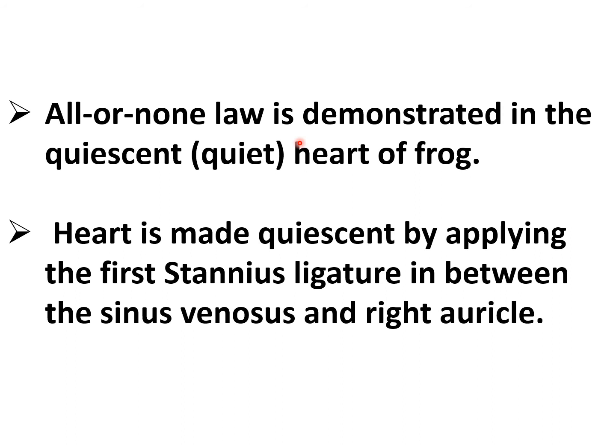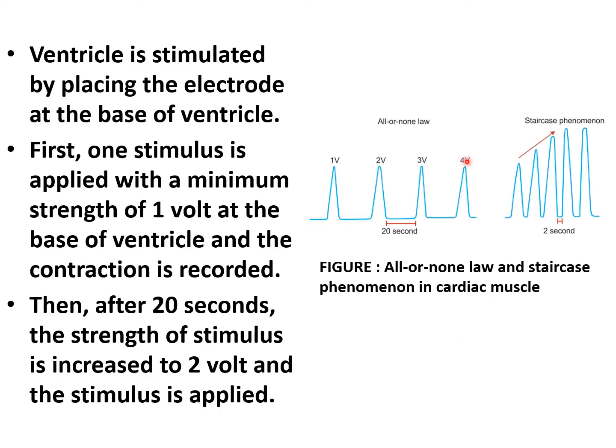Now the all or none law is demonstrated in the quiescent heart of a frog. The heart is made quiescent by applying the first Stannius ligature in between the sinus venosus and the right auricle. The ventricle is stimulated by placing an electrode at the base of the ventricle. First, one stimulus is applied with a minimum strength of 1 volt at the base of the ventricle and the contraction is recorded. Then after 20 seconds, the strength of the stimulus is increased to 2 volts and the stimulus is applied.